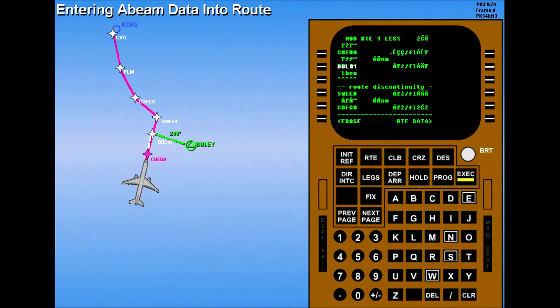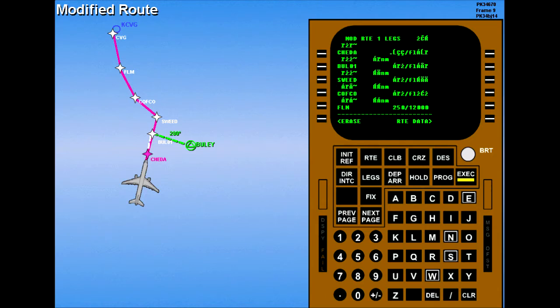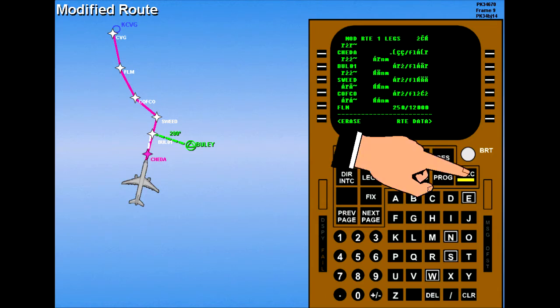The new waypoint is labeled using the reference identifier and a number showing how many waypoints have been created on this route. After solving any discontinuities and verifying the modified route, it may be executed.